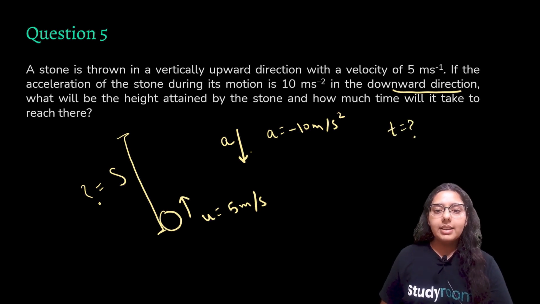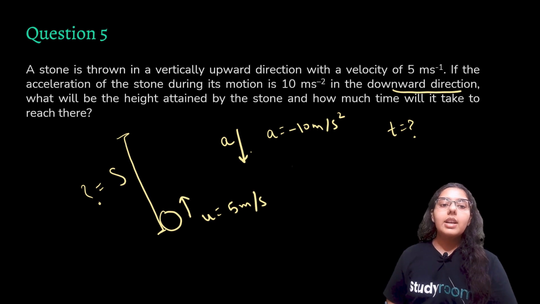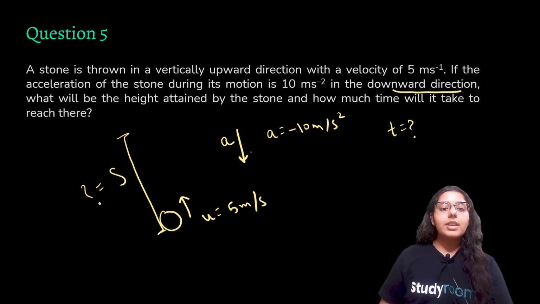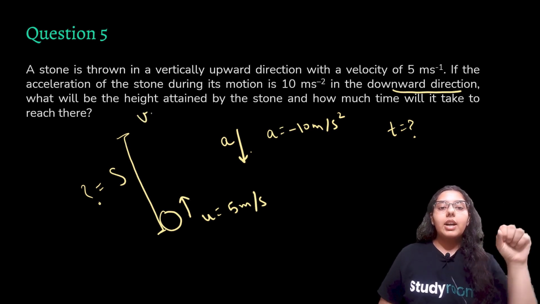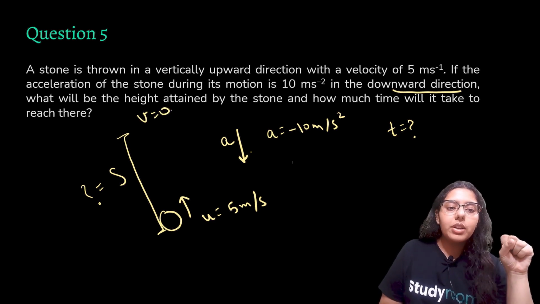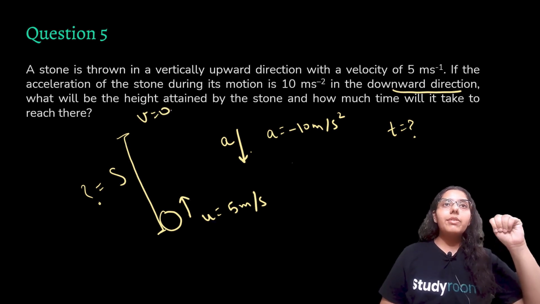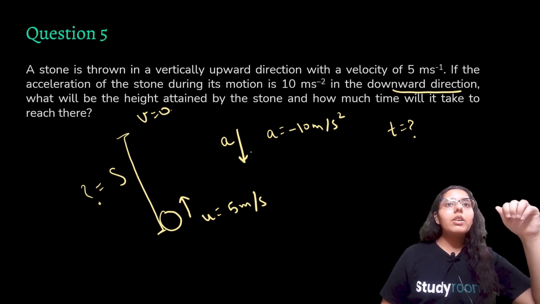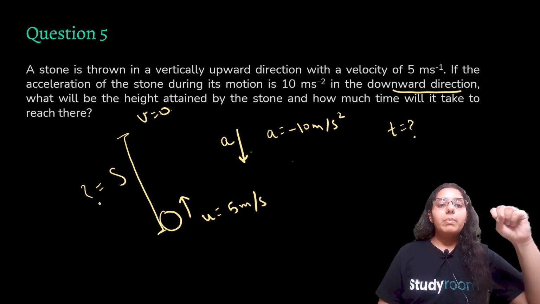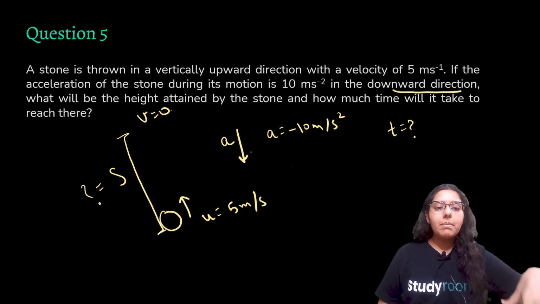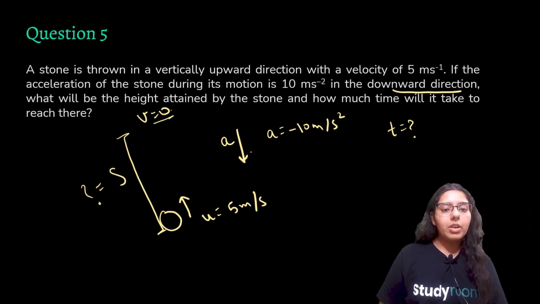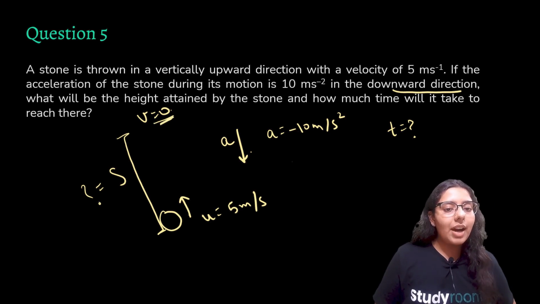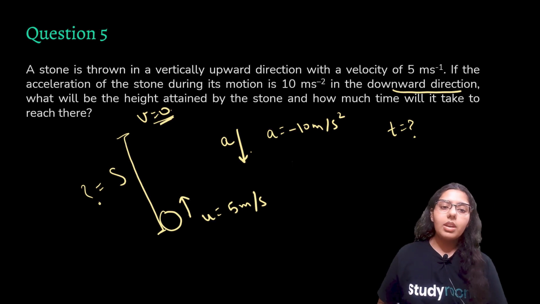One thing you have to notice is that whenever you throw something vertically upward, there will be a point when it attains the maximum height, and at that point your final velocity will be 0. Because if your speed becomes 0, the stone will come down again, right? So at the maximum height, your final velocity must be 0. So very simple, we have V, U, A. Can we calculate T? Yes.